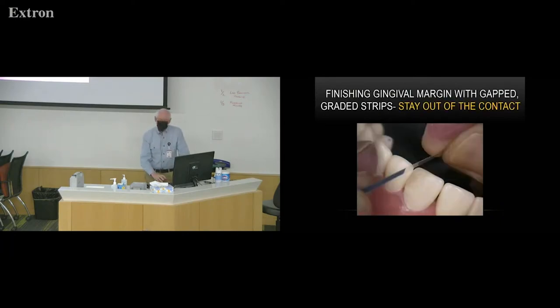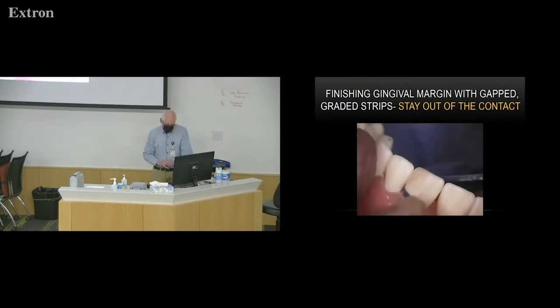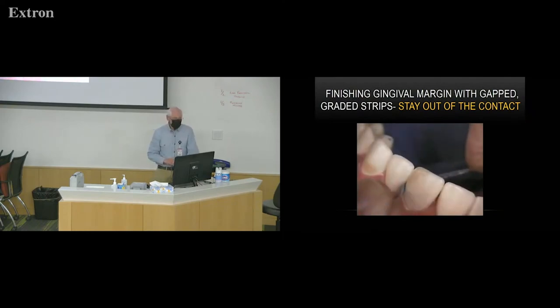Then you can take your finishing strip, and you'll notice that it's gapped. There's no abrasive on it. And so you slip that through the contact and use the narrow ones, not the wide ones, because we don't want to mess with the contact, but we want to get that gingival margin smoothed up. So just remember, you've established a perfect contact. Don't disturb it. And it's nice and smooth because it was composite pushed up against Teflon tape. So it leaves it very smooth. So don't go through the contact.